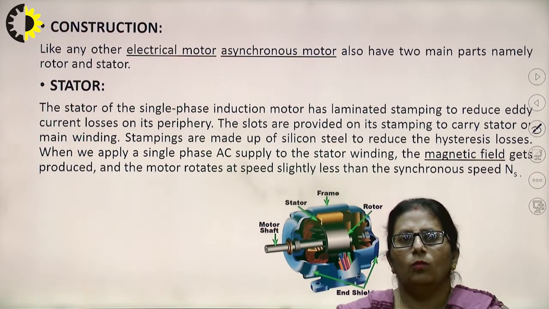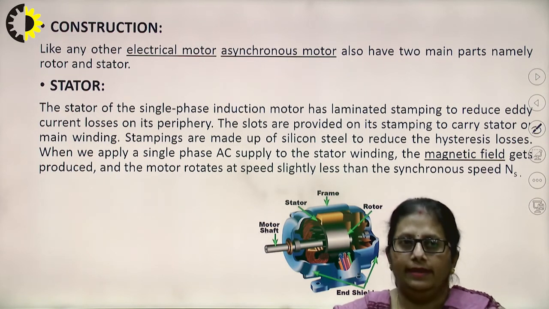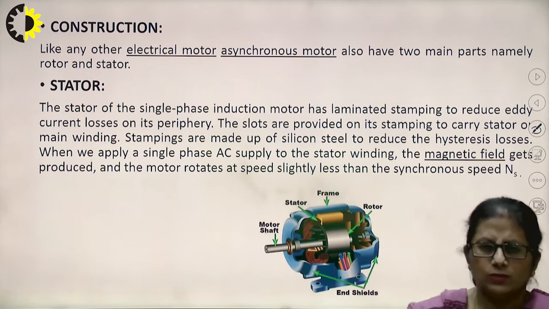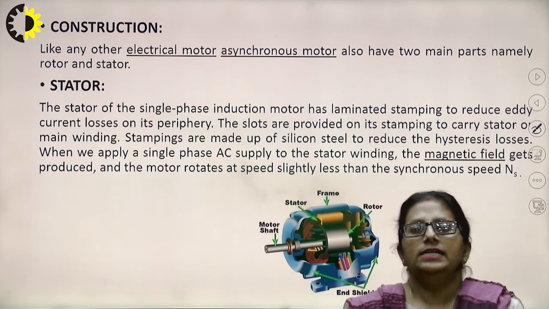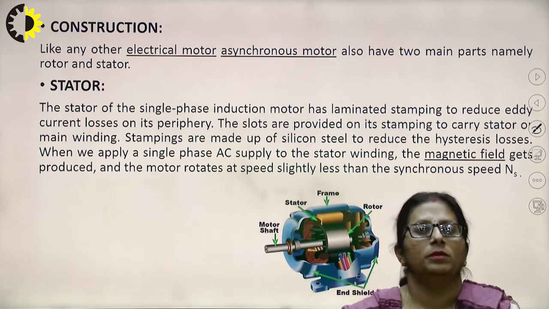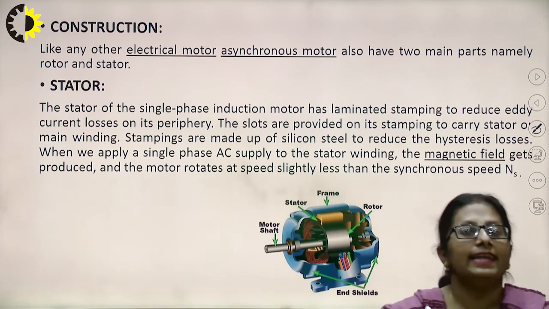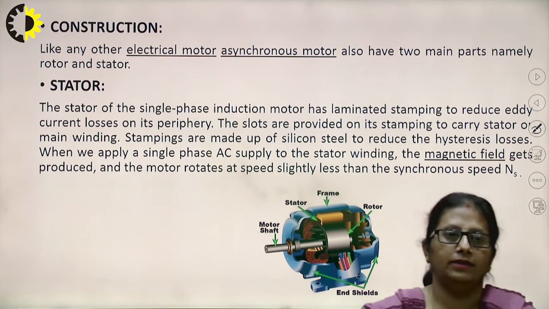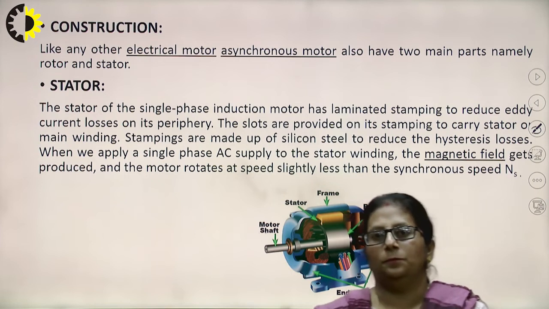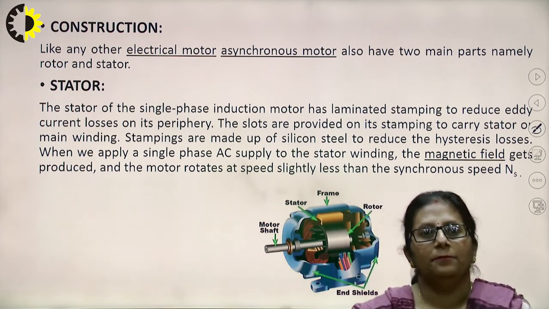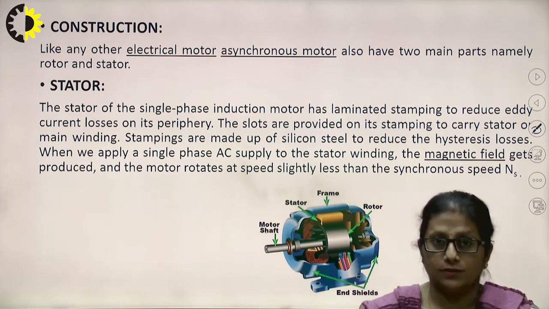Okay, now what is its construction all about, right? How does it look like? It is very similar to a three-phase motor with a slight difference. Obviously, like any other electrical motor, an asynchronous motor also has two main parts: rotor and stator. The stator of the single-phase induction motor has laminated stampings on its periphery to reduce the eddy current losses, obviously. The slots are provided on the stampings of the stator for the main winding, right. The stampings are made of silicon steel to reduce the hysteresis losses, right.